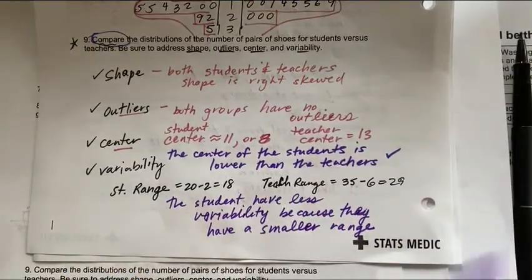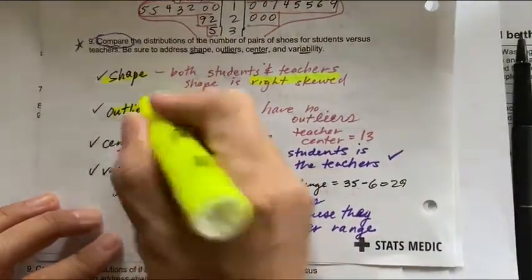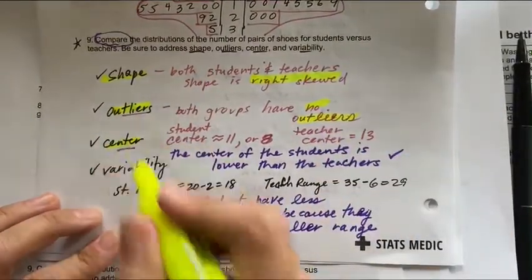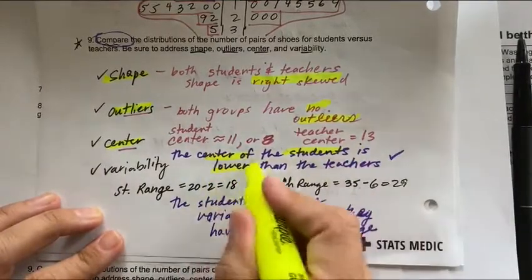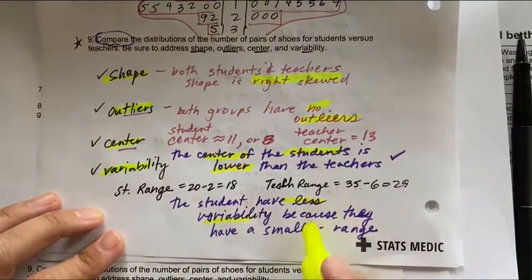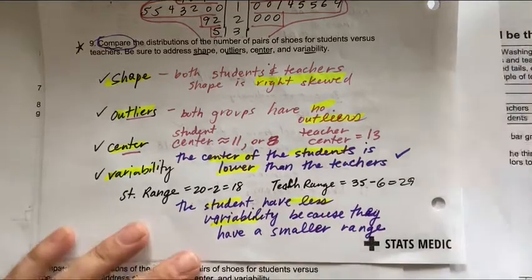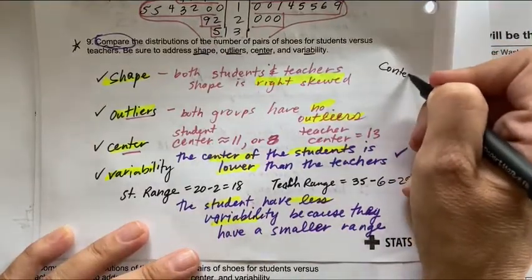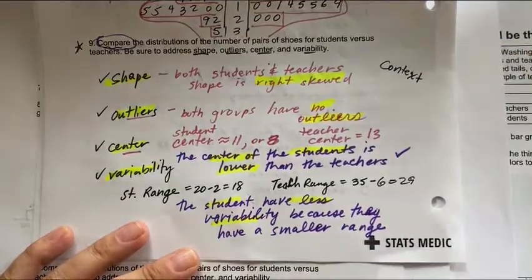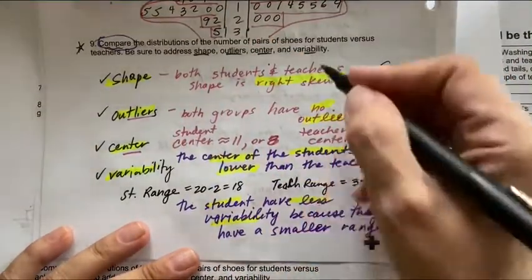The way this is graded is I literally swoop in and read: did the student talk about shape? Yep, there's the shape. Did they talk about outliers? Yep. Did they talk about center? Yep. And did they do it comparatively? Yep. Did they talk about variability? Yeah, they said one is less than the other. And last but not least, there's always a little caveat. The last point to get full credit is you have to have context. You only have to talk about context once in the whole problem, so you just can't forget that. I talked about it almost each time.